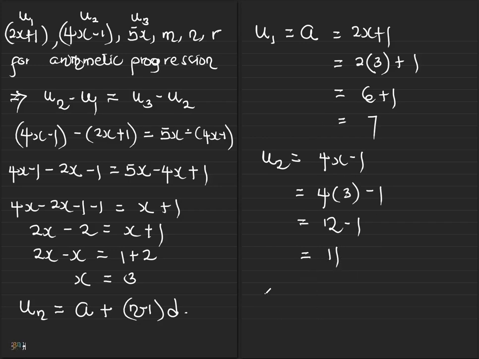So with these two terms, we can now look for our common difference. We know the general formula for the common difference is un plus 1 minus un. So that is 11 minus, that is the second term minus the first term, 7. Hence, our d is going to be 4.